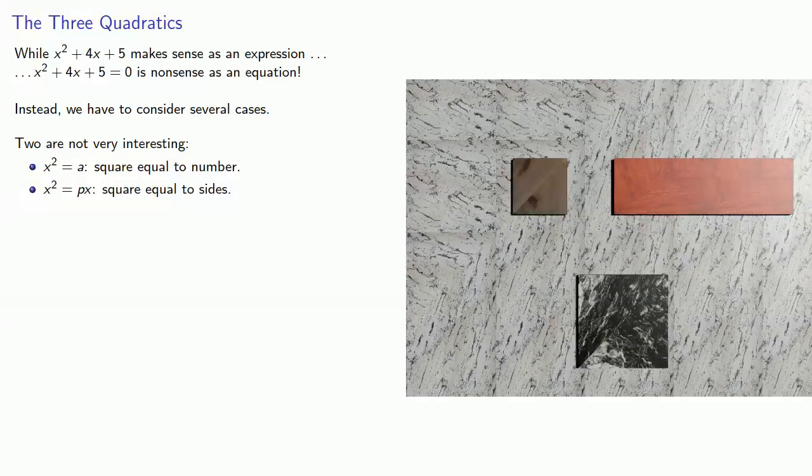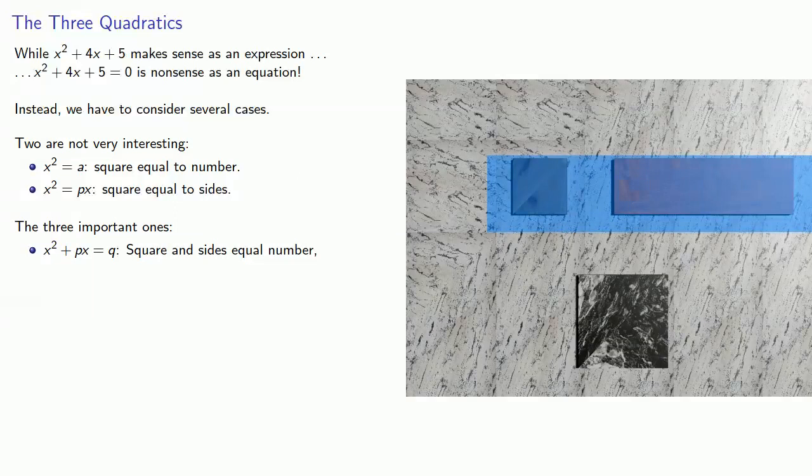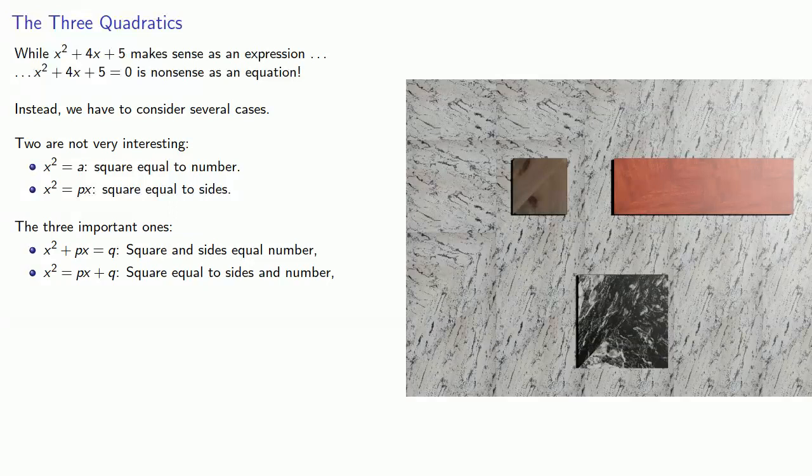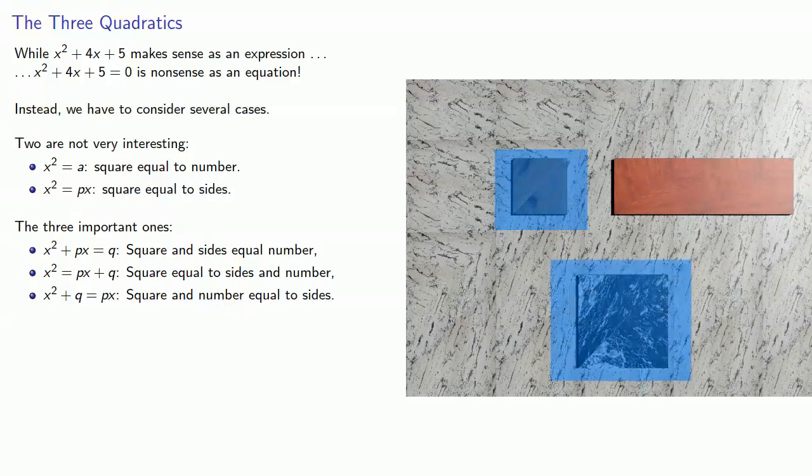The three important cases: x squared plus px equals q, square and sides equal the number. That's like saying the square and this rectangle equal some area. X squared equals px plus q, that's square equal to sides and number. So our square is a rectangle with the same side and some other figure. And x squared plus q equals px, square and number equal to sides. Or our square and some other figure are together equal to the rectangle.